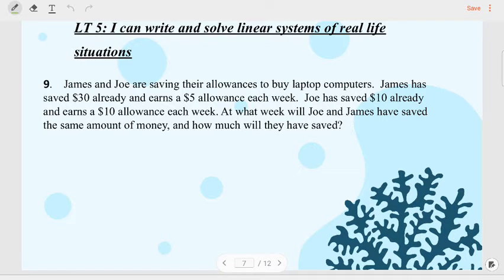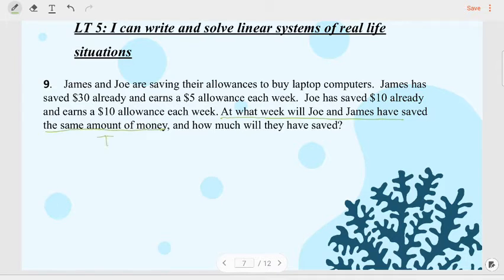So number 9 states, Joe and James are saving their allowance to buy laptop computers. James has saved $30 already and earns a $5 allowance each week. Joe has saved $10 and earns a $10 allowance each week. Now here's the part where it tells me what I'm trying to find. At what week will Joe and James have saved the same amount of money?